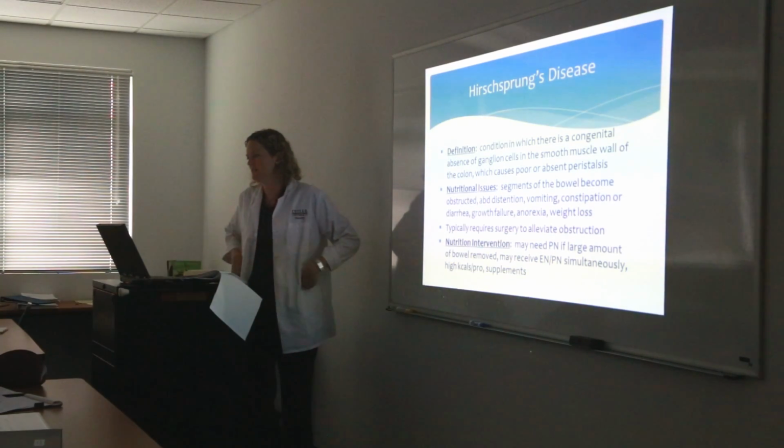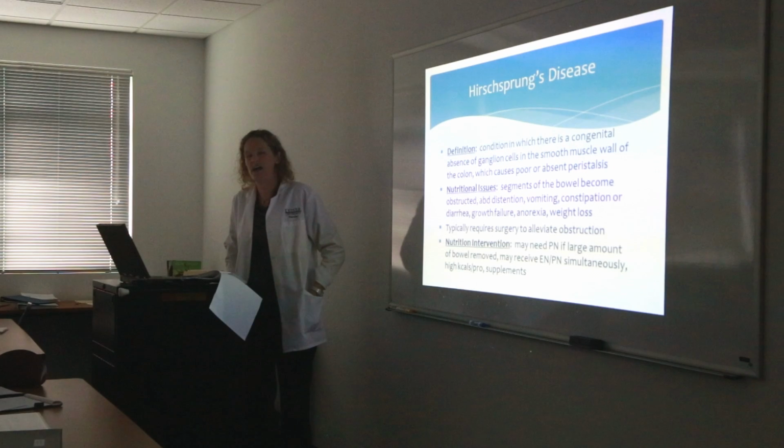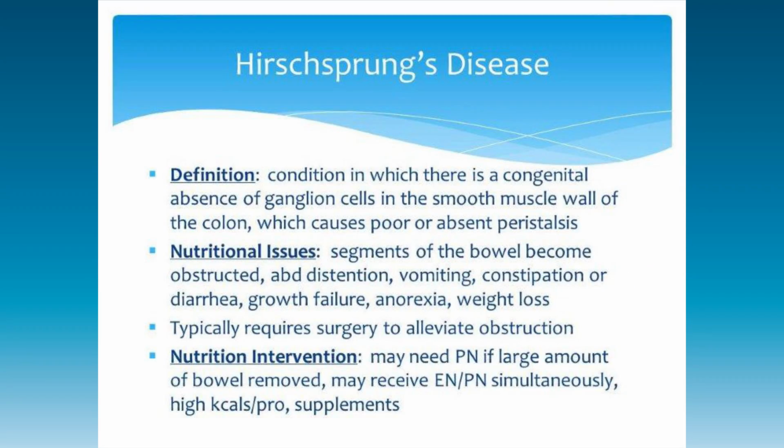Okay, Hirschsprung's disease, this is another disease that affects the GI tract. So it's a condition where there's a congenital absence of those ganglion cells in the smooth muscle wall of the colon. So that's going to cause a lack of peristalsis somewhere in that intestine. It's kind of like essentially an obstruction in the intestine. So segments of the bowel actually become obstructed. That's going to lead to abdominal distension, can cause vomiting, constipation, diarrhea, growth failure, anorexia. They're not going to feel like eating, and that's going to cause weight loss.